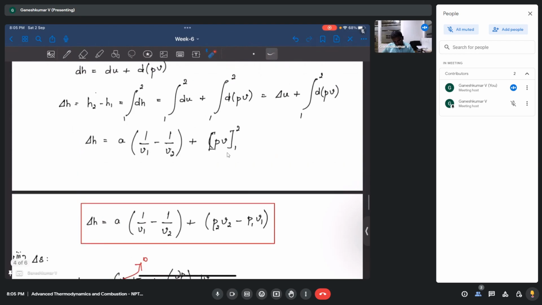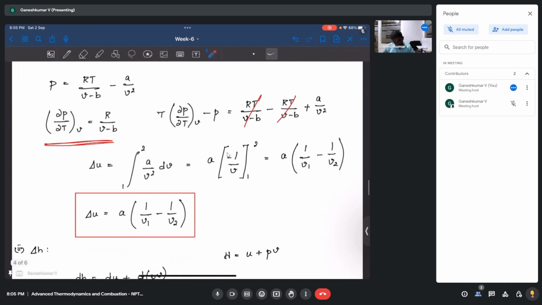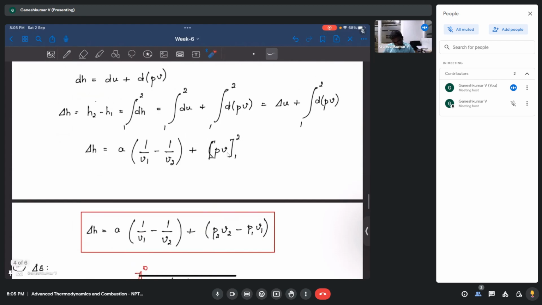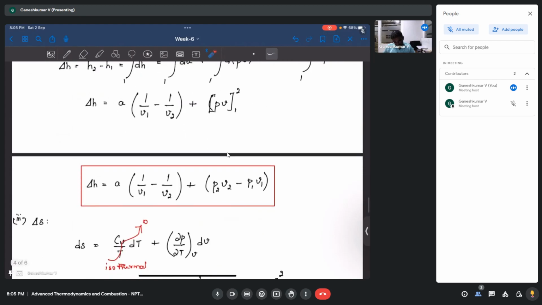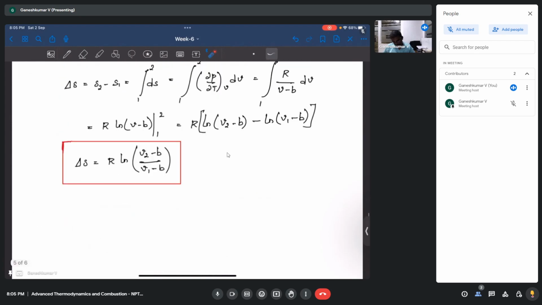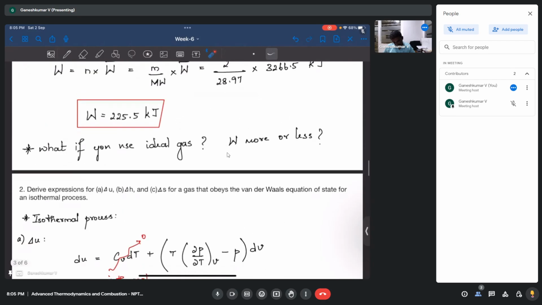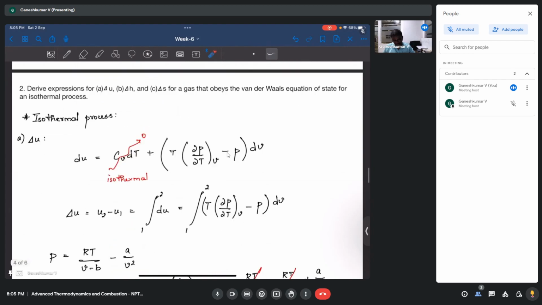Similarly, since it's an isothermal process, this part you may not end up getting. So for an isothermal process, and delta H, again this part will remain. Okay. So yeah, that's it, right? So we found delta U, delta H, and delta S for the gas.